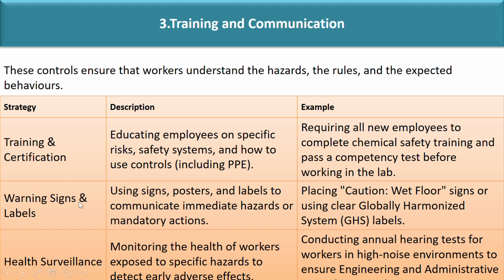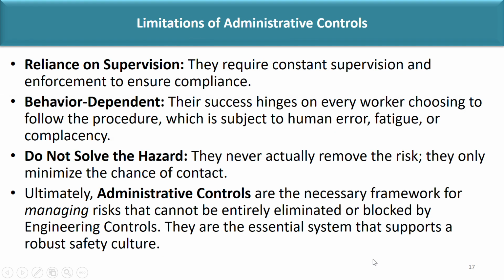Warning signs and labels: using signs, posters, and labels to communicate immediate hazards or mandatory actions, like flashing cautions, wet floor signs, or using clearly Globally Harmonized System labels. Health surveillance: monitor the health of workers exposed to specific hazards to detect early adverse effects, for example conducting annual hearing tests for workers in high noise environments.